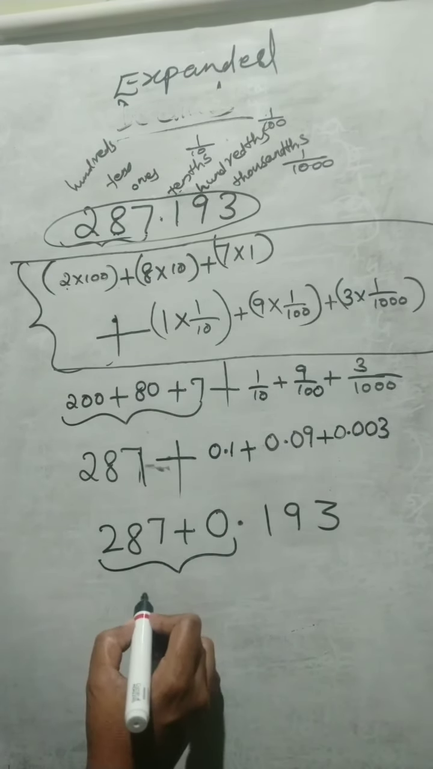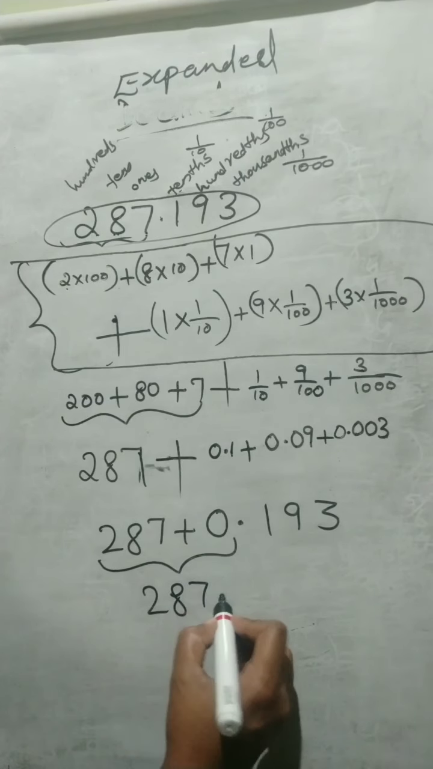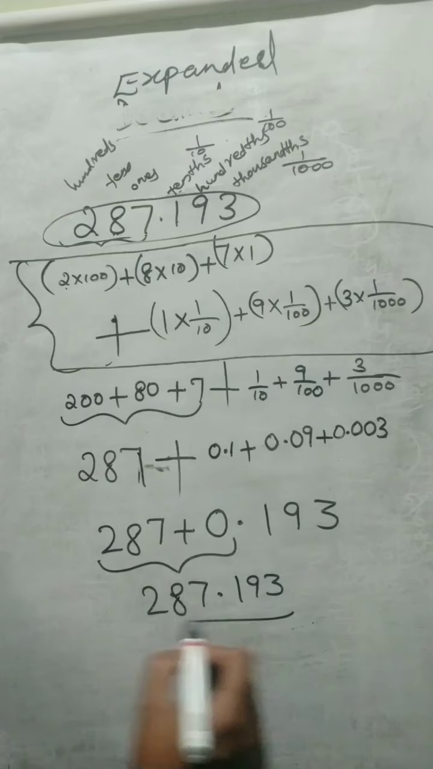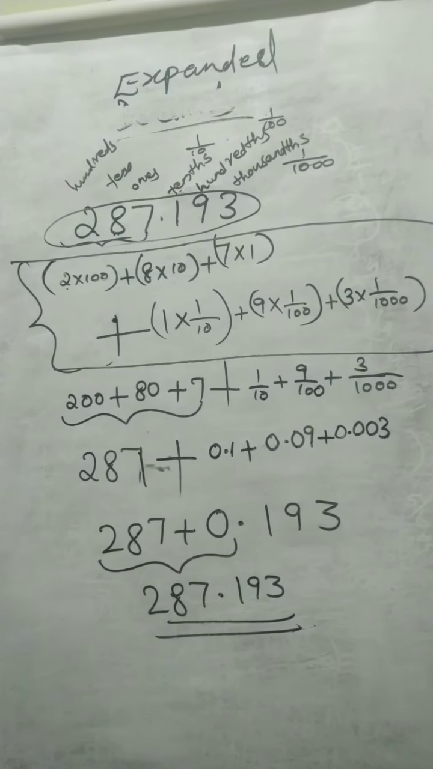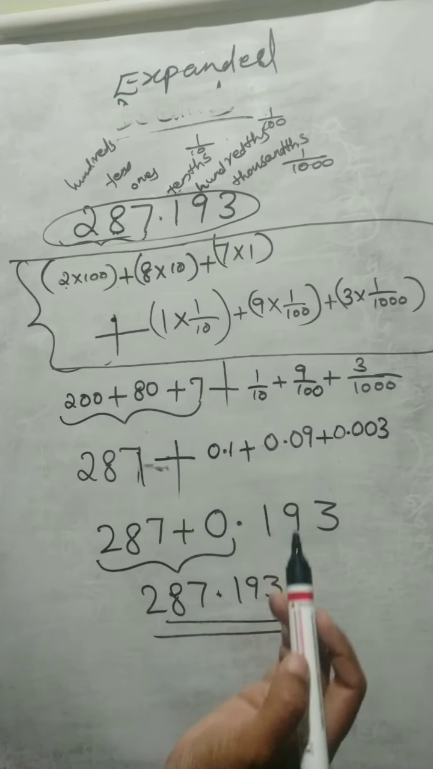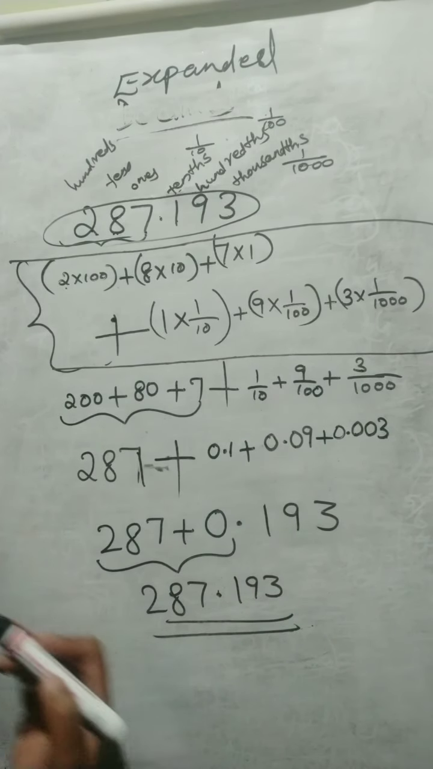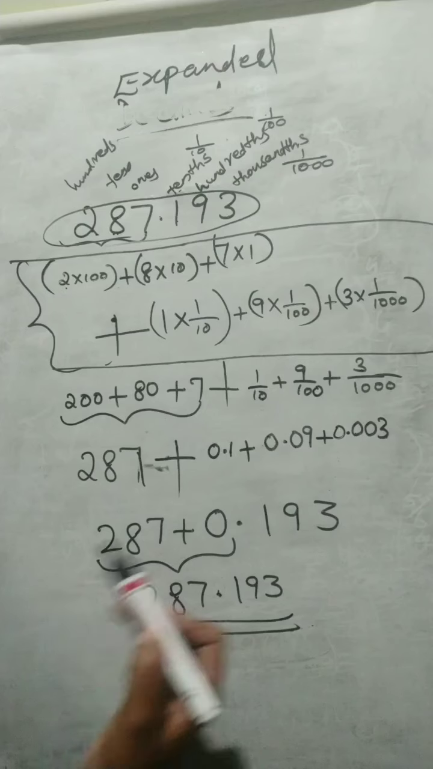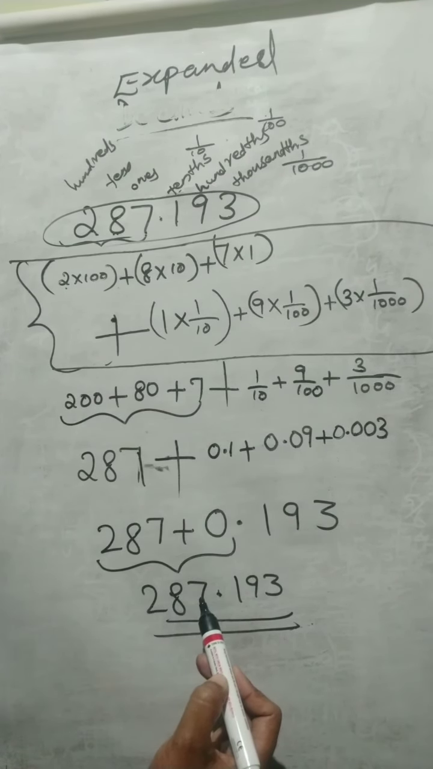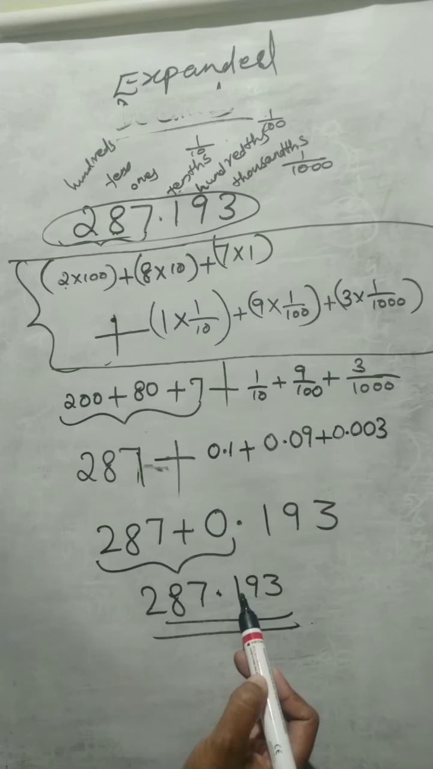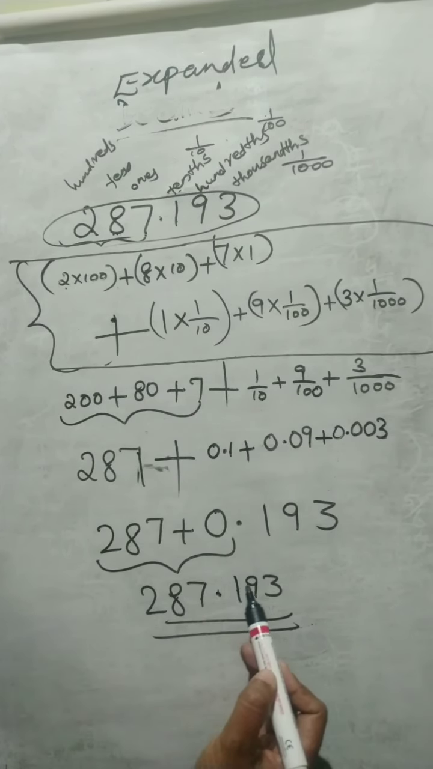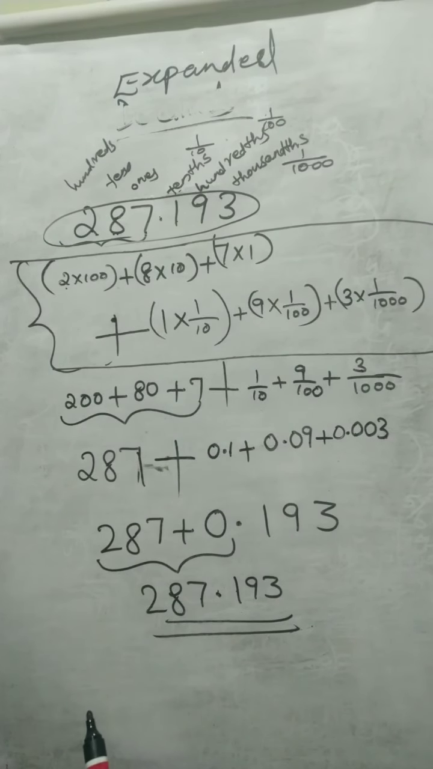287 plus 0.193. This is the answer. How can we read it after the decimal point? We have to say it digit by digit. Before the decimal point, we can say 287. But after the decimal point, we have to say digit by digit. That is 193. Okay.